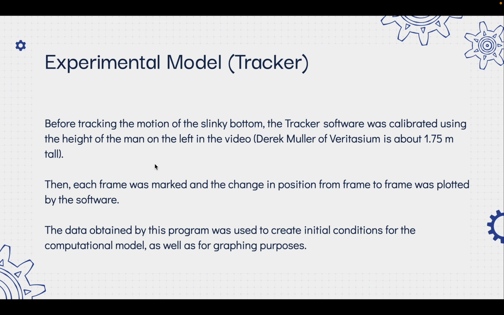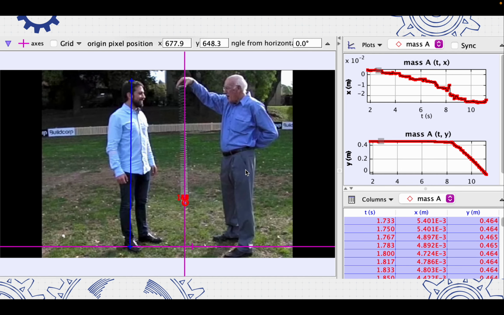So before tracking the motion of the Slinky bottom, the tracker software was calibrated using the height of the man on the left in the video. Then each frame was marked, and we obtained some data. So here's just a screen cap of the tracker software. Here we have the calibration, and the most important thing to note is that if we're tracking the bottom of the Slinky, it stays constant until this point, at which point it starts declining, as in falling. And this point is when the top reaches the bottom.